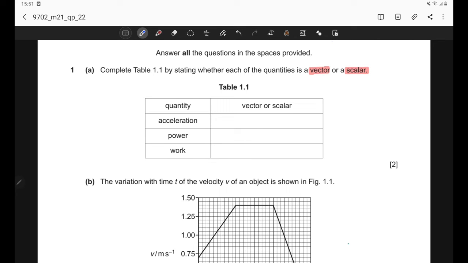quantity. A vector quantity is a physical quantity which has both magnitude and direction, whereas scalar quantities have only magnitude. In the given quantities, the first one is acceleration. Acceleration is a physical quantity which depends on its direction. When the direction changes, the value of acceleration will also change. So, acceleration is a vector quantity, whereas power and work done are scalar quantities.